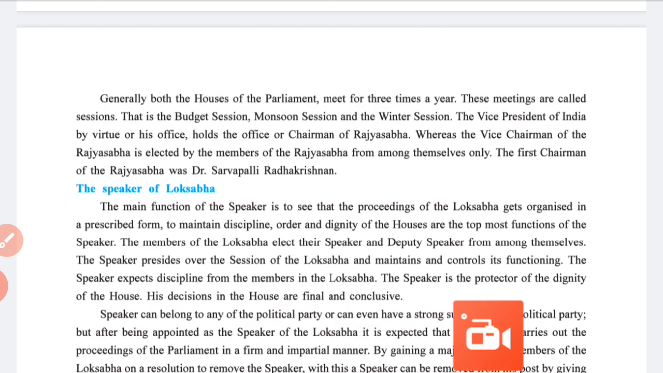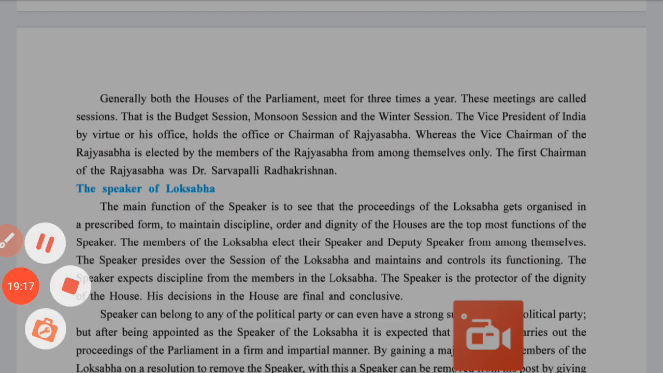The first chairman of Rajya Sabha was Dr. Sarvapalli Radhakrishnan. Please underline for the 1 mark or MCQ or objective. First chairman of Rajya Sabha was Dr. Sarvapalli Radhakrishnan. Now, Speaker of Lok Sabha.